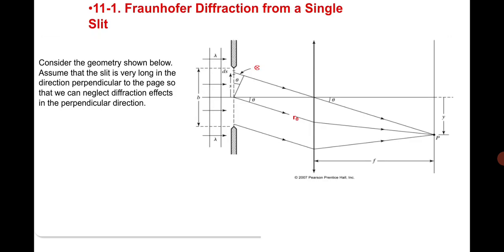So in Fraunhofer diffraction from a single slit, consider the geometry shown below. Assume that the slit is very long in the direction perpendicular to the page so that we can neglect diffraction effects in the perpendicular direction, as shown in the figure.